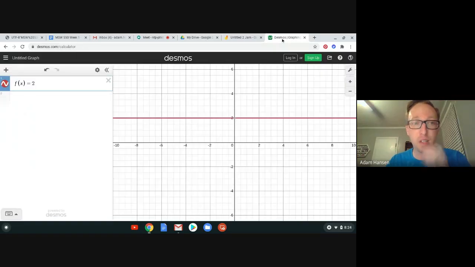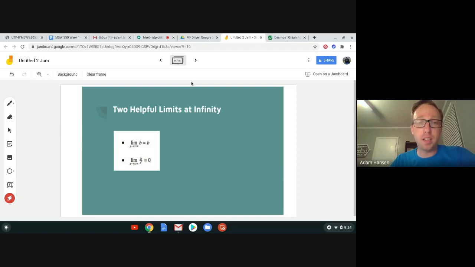So for example, if the function f of x equals 2, if I take that limit at infinity, as x increases without bound, we're always equal to 2. As x goes to the left and decreases without bound, we're always equal to 2, because the function's defined that way. It's defined to be equal to 2 no matter what x it is. So in the general case, the limit of any constant is always equal to that constant.